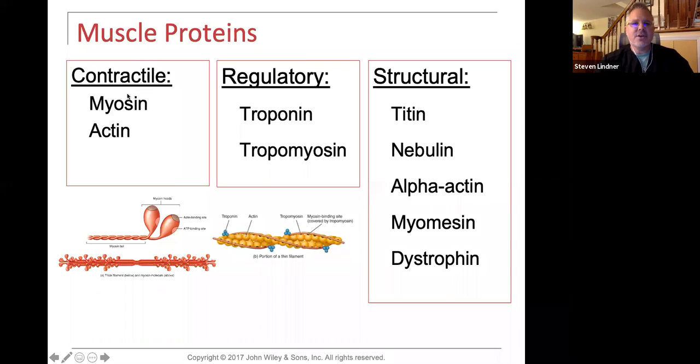So again, the contractile proteins are myosin and actin. We have regulatory proteins, troponin and tropomyosin. And then we have these structural proteins. We're going to take a look at how these interact together.